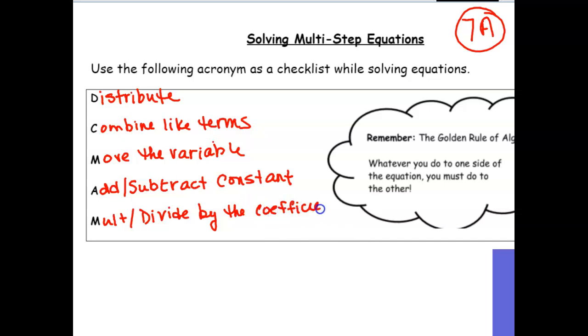All right, so we're going to use this acronym. You're going to see me write DC MAM. It's going to help me think of my checklist, my order when I'm solving equations.